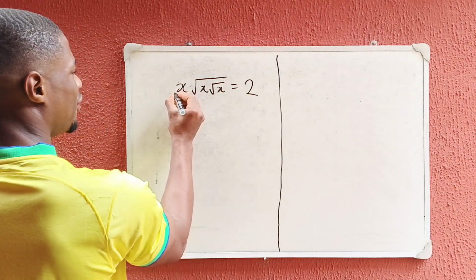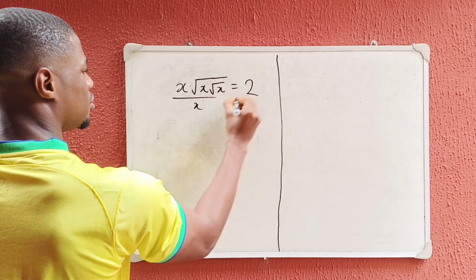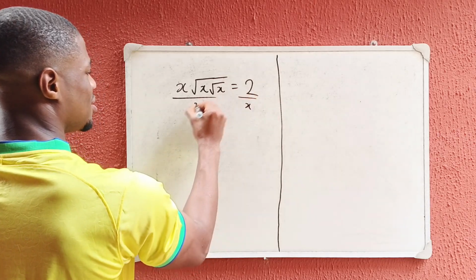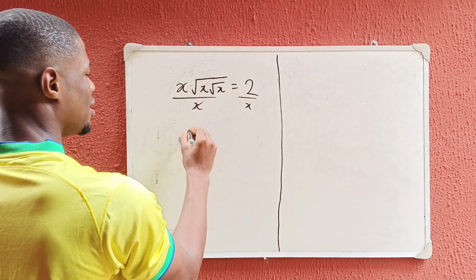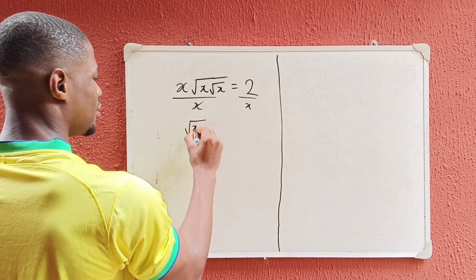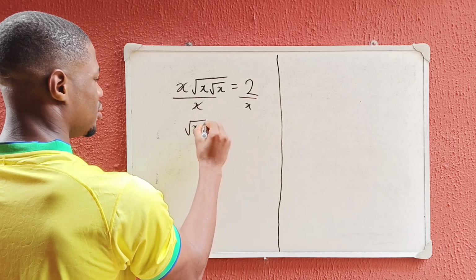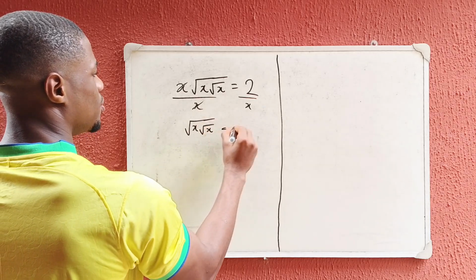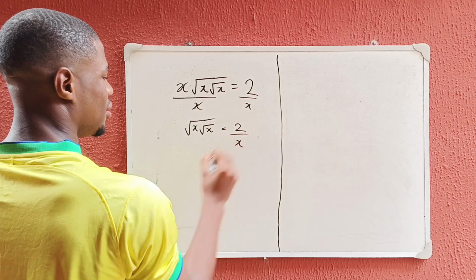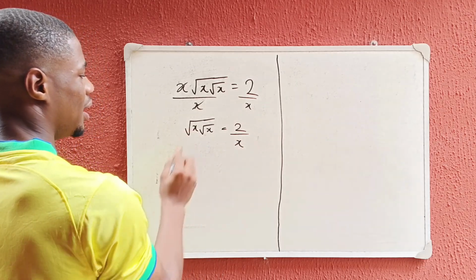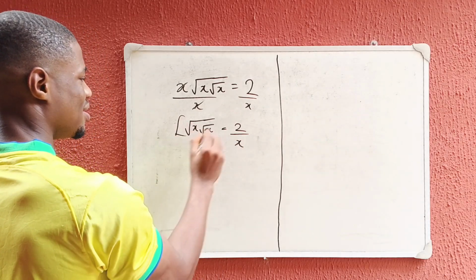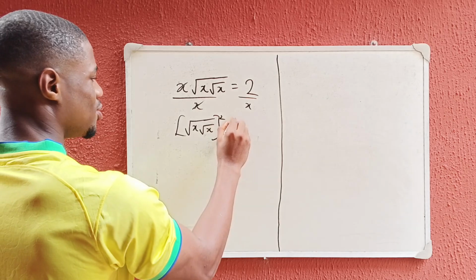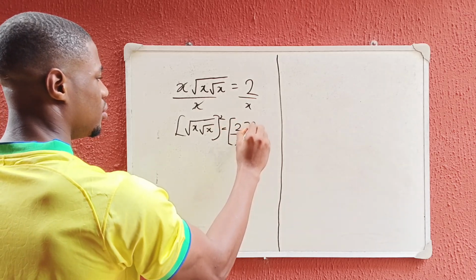If we divide both sides by x, you see that x will take x, so that I'm left with square root of x times square root of x, alright? And this is equal to 2 over x. Since I have square roots here, to eliminate the square root, I need to square this side, and I need to square this side.